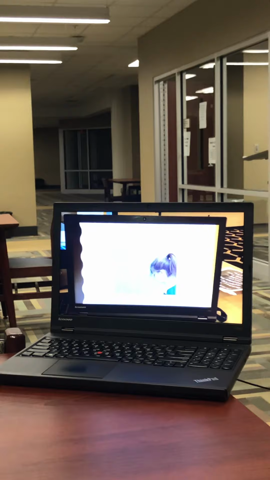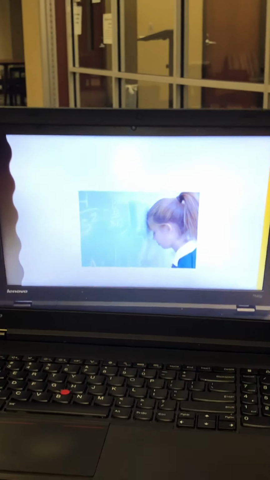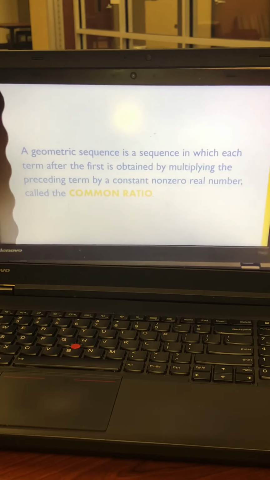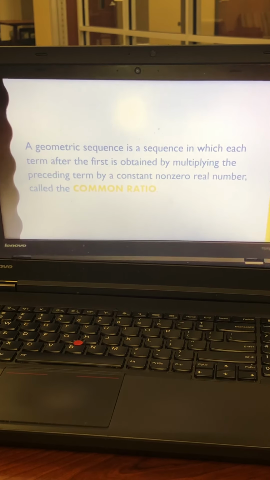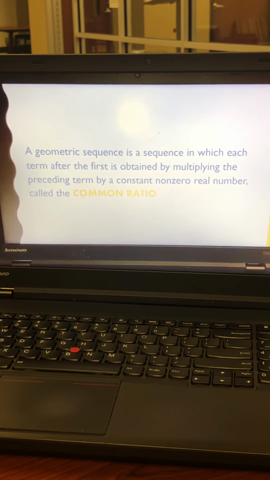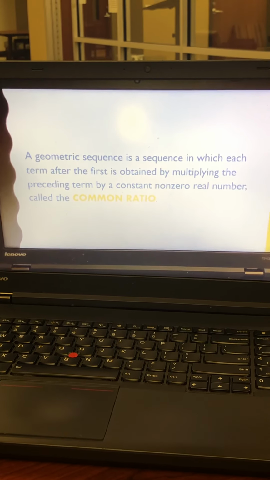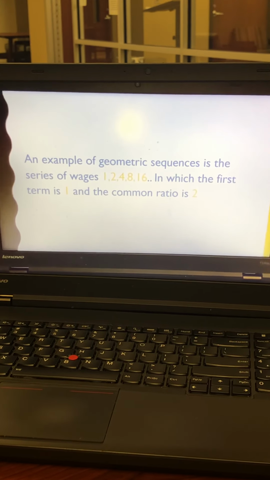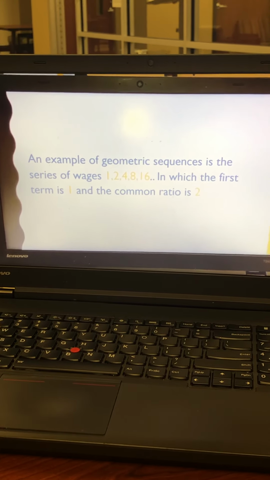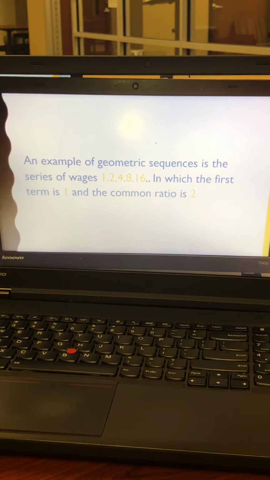Geometric Sequences by Ms. McWilliams. No need to be confused, I am here to help you. What is a geometric sequence? A geometric sequence is a sequence in which each term after the first is obtained by multiplying the preceding term by a constant non-zero real number called the common ratio. An example of a geometric sequence is the series 1, 2, 4, 8, and 16, in which the first term is 1 and the common ratio is 2.